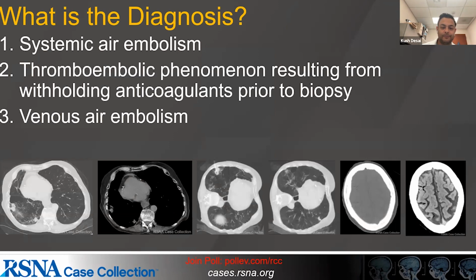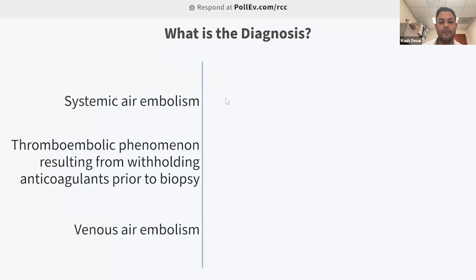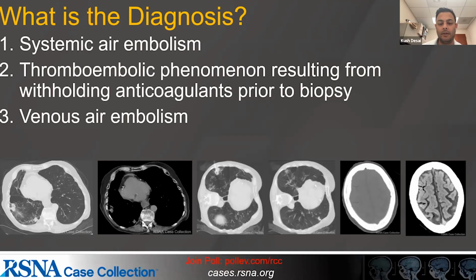So what's the diagnosis? Is this a systemic air embolism? And while we're thinking about the diagnostic possibilities, we need to think about also how we would manage it. Is this thromboembolic phenomena resulting from withholding anticoagulants prior to the biopsy, something we deal with every day? Is this a venous air embolism? As you're making the choices, you have to take a look. You have both head CT images and chest images, although I believe one of the chest images we need is not quite on this picture, but the head CT image should certainly tell you what's going on.